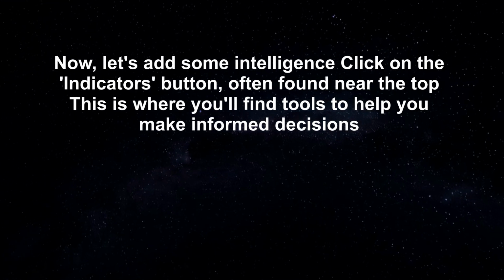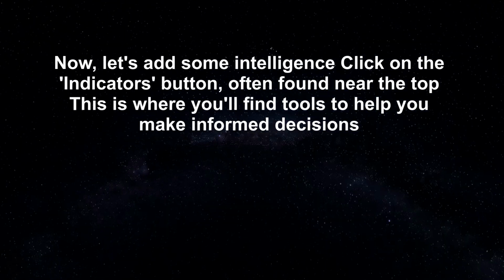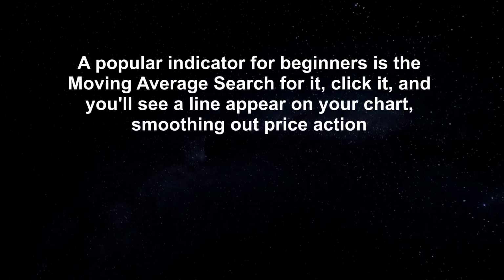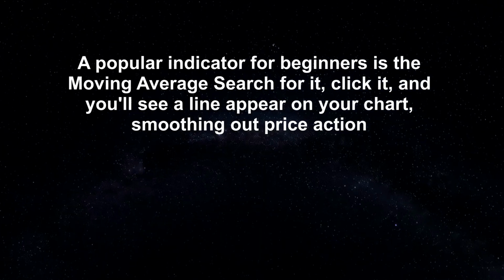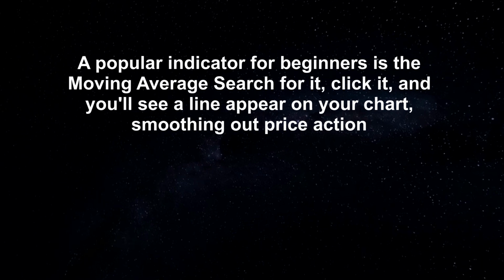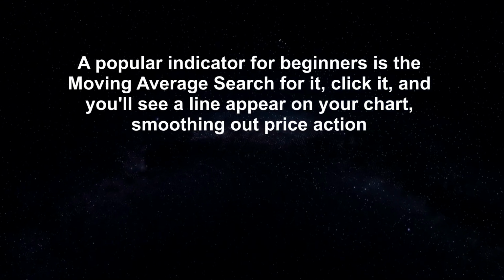Now, let's add some intelligence. Click on the Indicators button. Often found near the top, this is where you'll find tools to help you make informed decisions. A popular indicator for beginners is the moving average. Search for it. Click it, and you'll see a line appear on your chart, smoothing out price action.